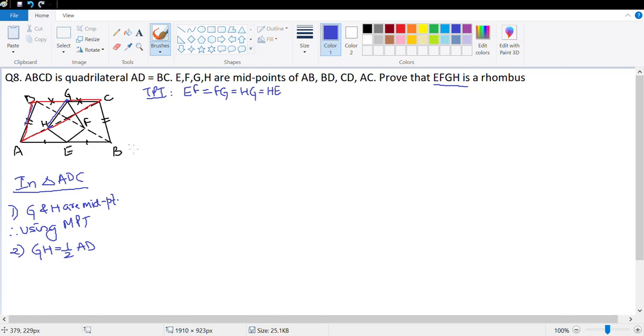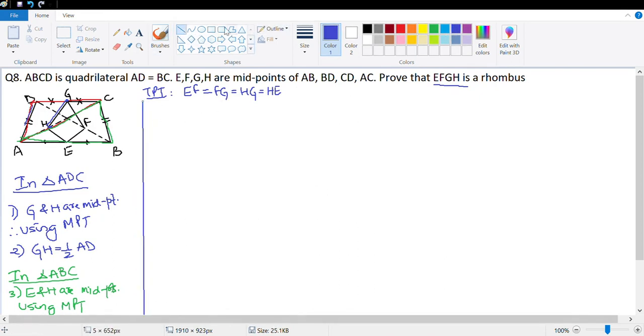Now let's look at the second triangle. The next triangle that I'll try and look at would be ABC. Why would I look at ABC? What are the midpoints being joined? E and H are being joined. Perfect. So let's look at this. In triangle ABC, number 3 would be E and H are midpoints. So what does it give us? Using midpoint theorem, let's see what we get.